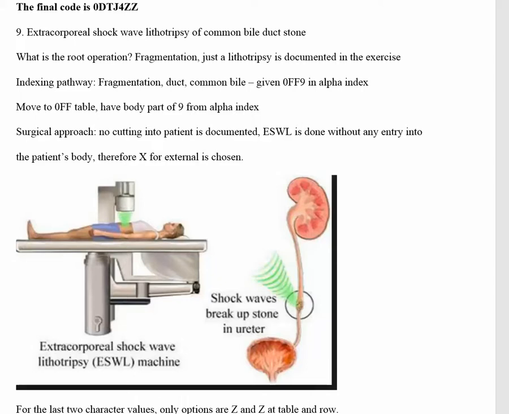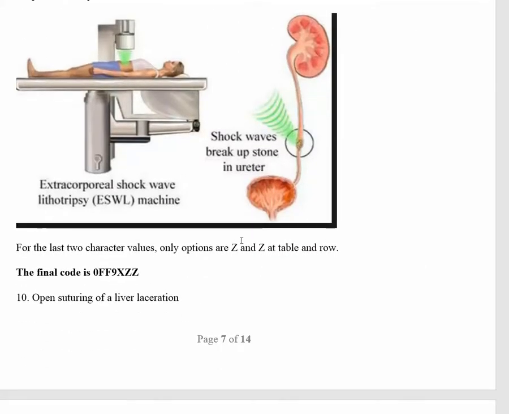Then you move to the 0FF table. Again, you have your body part value already from the alpha index, which was 9. The surgical approach is external. There's no cutting. The patient is just laying on the table, and this sound wave is being directed at their body. The machine is not even touching the patient. So the surgical approach is X, external. The last two character values at that table and row are Z and Z. Those are your only options. So your final code for an ESWL of a common bile duct stone with no cutting involved is 0FF9XZZ.